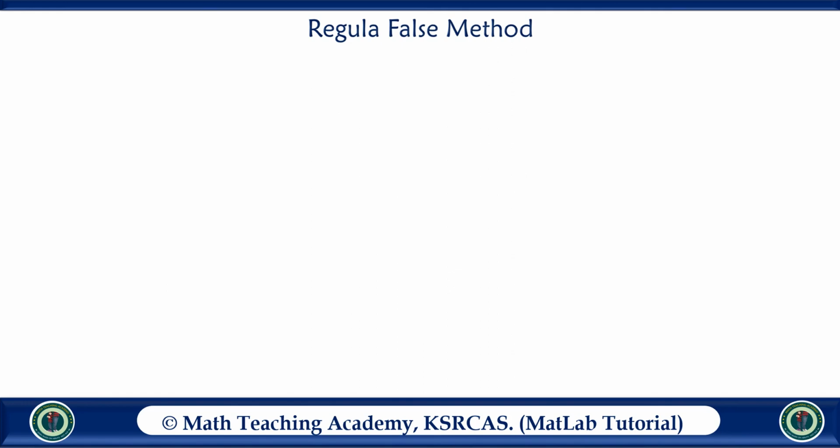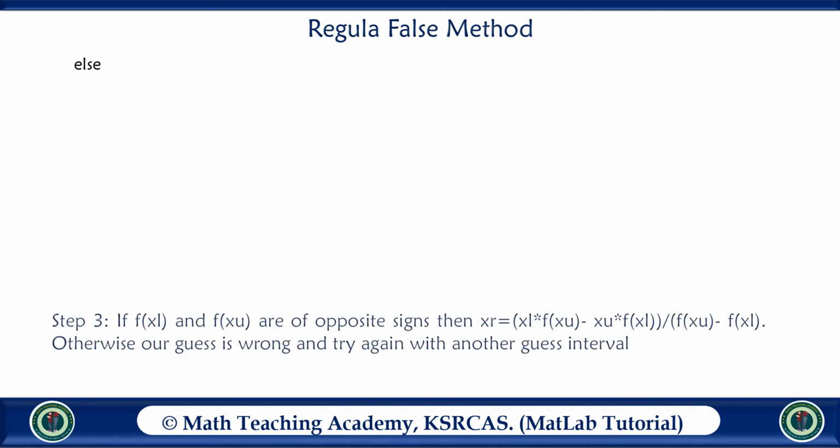Else. So far we didn't see the else part of step 3. What had we seen in step 3? If f of xl and f of xu are of opposite signs, then XOR is equal to xl star f of xu minus xu star f of xl, whole divided by f of xu minus f of xl. Otherwise our guess is wrong, and try again with another guess interval.